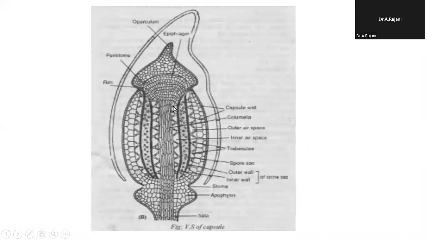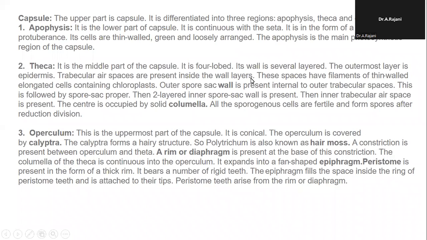So you can see here, these are the trabeculae, as we call them. This is the outer epidermis, below that is the photosynthetic tissue, and this is the trabecular space or the trabecular chamber, which consists of filamentous cells called trabeculae. They give support, they are attached to the spore sac, and they act like shock absorbers. So they are protecting this internal spore sac region from getting damaged. They act like the shock absorbers of the capsule region.